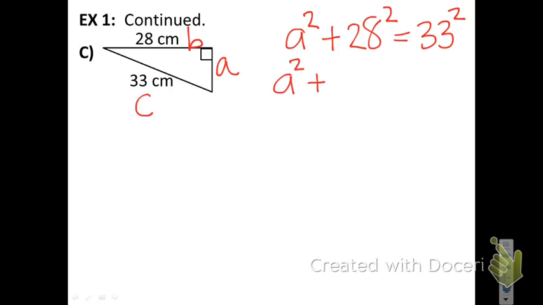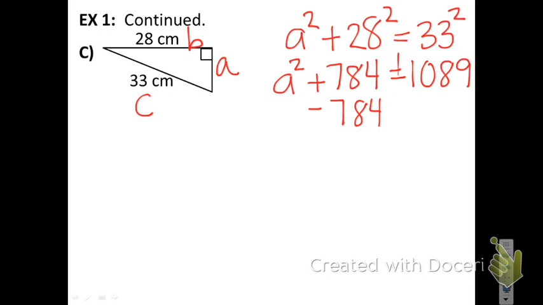784. Okay, let's do 33 squared. 1089. Okay. From here, what do we do? This is what you wanted to do earlier, Clara. We're going to subtract that 784. And if you like to draw this line right here, that's good. 1089 minus 784.